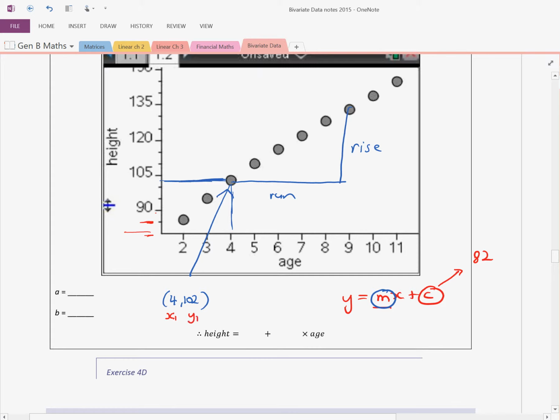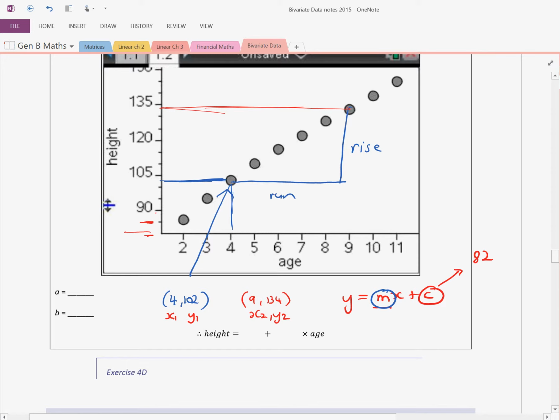And I could call this coordinate over here, let's have a look, that's age 9. At age 9 we've got, I don't know, is it pretty close to 135? Yeah, let's just say for argument's sake it's 134. So you might be a little bit off, that's fine. x2, y2. And that's going to be 9 and let's just say 134.